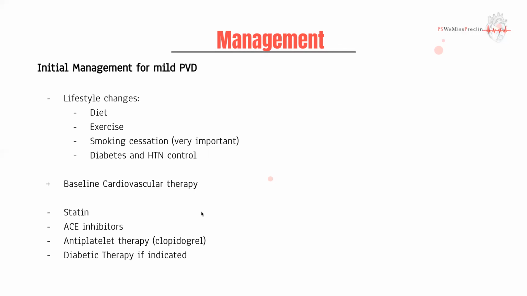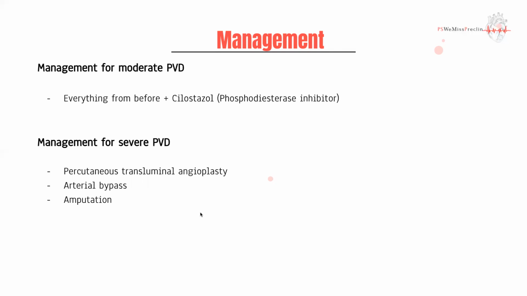Once they go on and have moderate PVD, which based on our ankle brachial pressure index would be between 0.5 and 0.9, we might consider something called cilostazol, which is a phosphodiesterase inhibitor. And it basically works by acting on the cAMP pathway to help almost minimize or reverse that atherosclerotic plaque buildup.